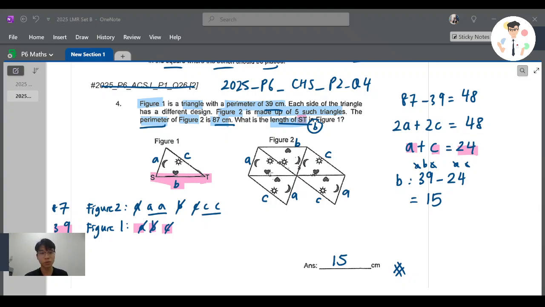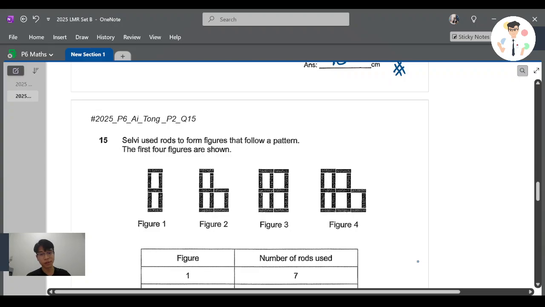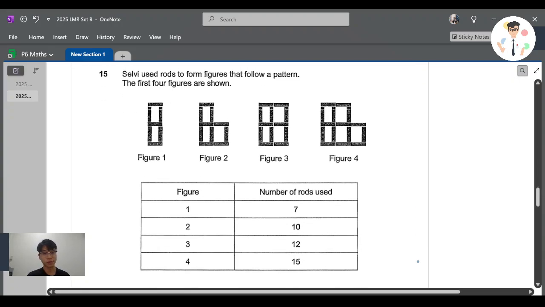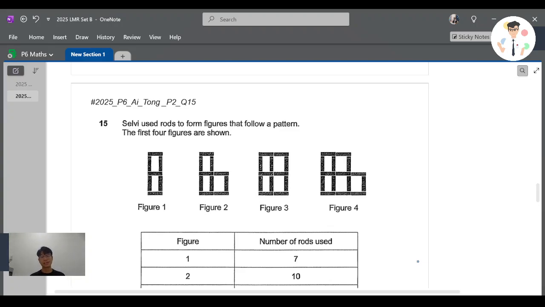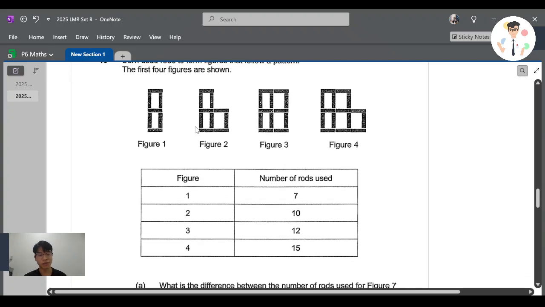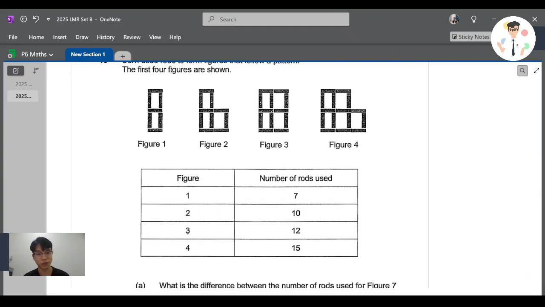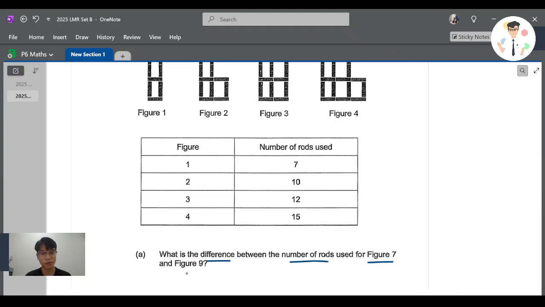Our next question will be I-Tong paper 2 question 15. Now, this question says that Selvi used rods to form figures that follow a pattern. The first 4 figures are shown here. As you can see, figure 1 is 7, figure 2 is 10, figure 3 is 12, figure 4 is 15. The question asks, what is the difference between the number of rods used for figure 7 and figure 9? So basically, I need to find 7 and 9.